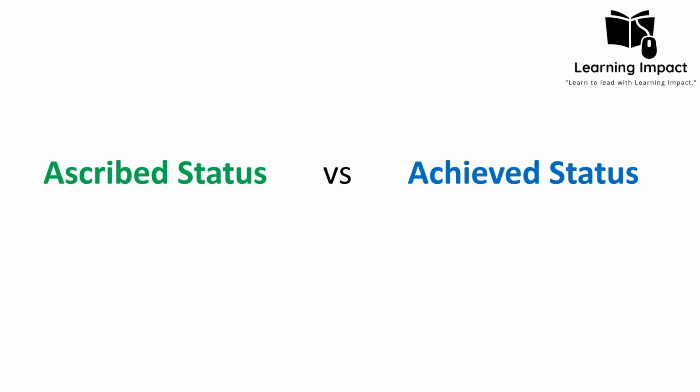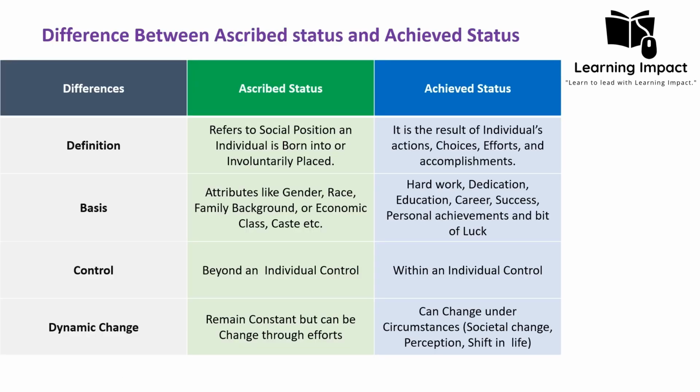In today's lecture, we will discuss the difference between ascribed status and achieved status. So let's start. First, as for the difference, we have to look into the definition. Ascribed status refers to a social position an individual is born into or involuntarily placed. It means a social identity of an individual which has been assigned to the individual by birth, or involuntarily, meaning the will of the individual is not involved in it. For example, if someone is born a girl, it is a status which has been assigned to her by birth, so it was not according to her will. This is called ascribed status.